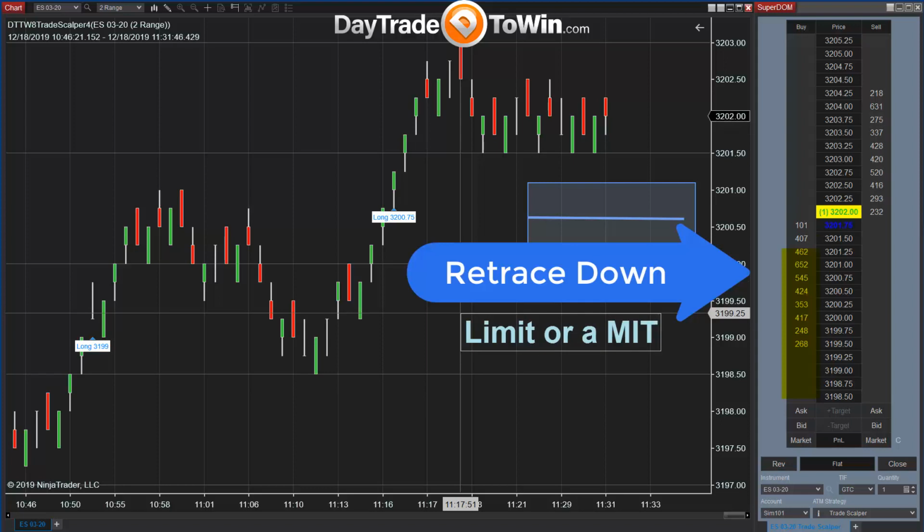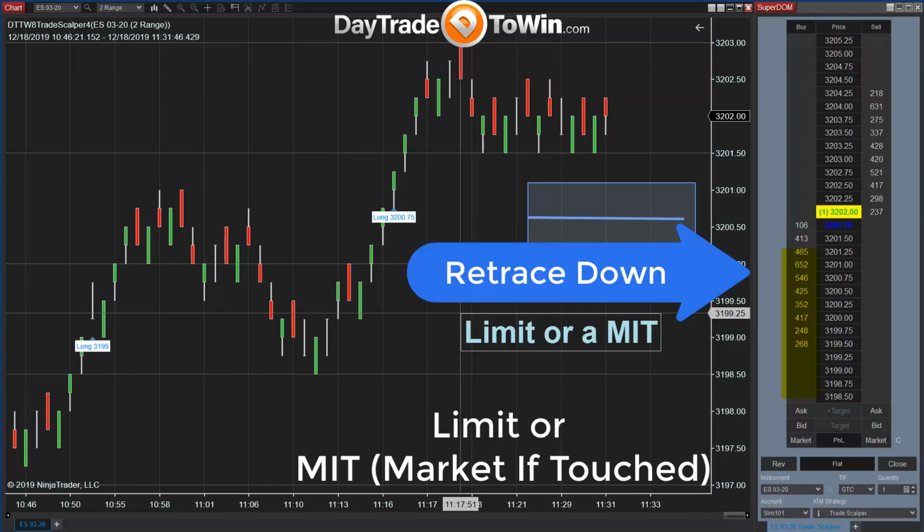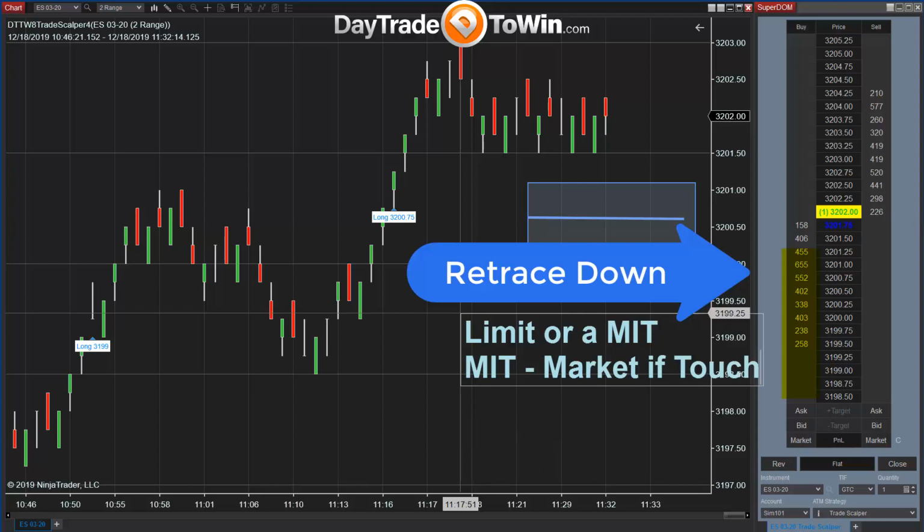Limit is a limit order saying I want this exact price or better. An MIT works in the same way. It acts as a limit order where it has to come down and retrace down to it if you're going to be a buyer. But as soon as the market touches that price, what an MIT does is converts that order into a market order. So it's considered market if touched.